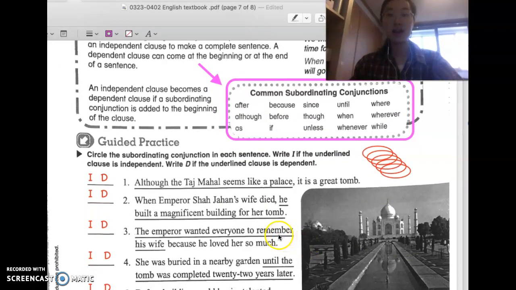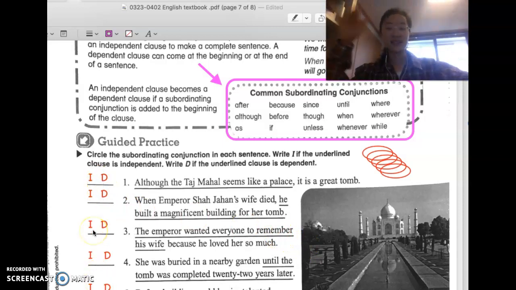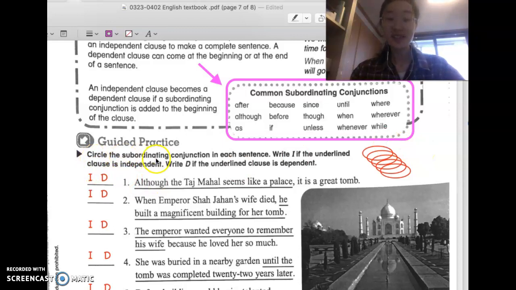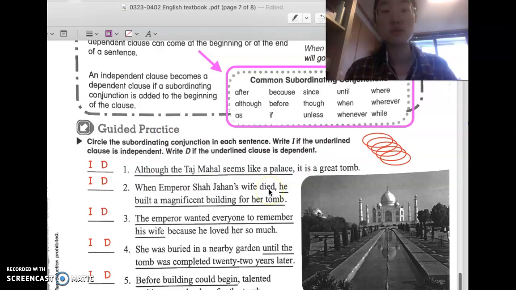So, I know, just ignore all the IDs and the circles. You'll see why I have them. Circle the subordinating conjunction in each sentence. Write I if the underlined clause is independent, and write D if it is dependent. So remember, dependent starts with a subordinating conjunction, cannot stand alone. Let's try number 1. Although the Taj Mahal seems like a palace, it is a great tomb.